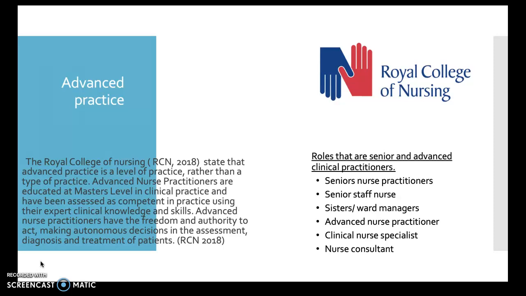According to the Royal College of Nursing 2018, advanced practice is a level of practice rather than a type of practice. Advanced nurse practitioners are educated at master's level in clinical practice and have been assessed as competent in practice using their expert clinical knowledge and skills. Advanced nurse practitioners have the freedom and authority to act, making autonomous decisions in the assessment, diagnosis and treatment of patients. The four pillars that consist of advanced practice are clinical practice, education, research and leadership and management.